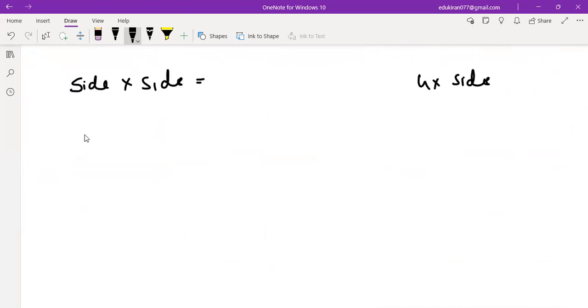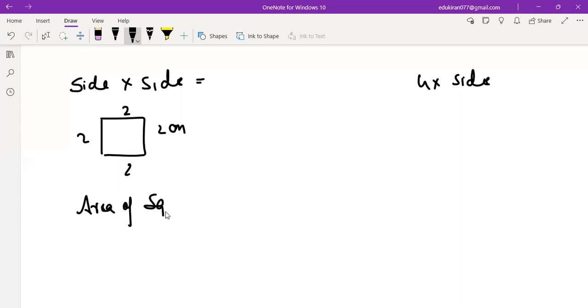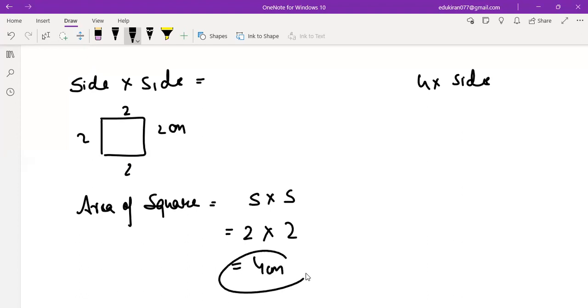Now, for example, I gave you one question that this is a square. The sides are 2, 2, 2, 2 centimeter. You have to find the area. So how are you going to write the answer? Area of square equals side multiplied by side. What is the side? 2 centimeter. So 2 multiplied by 2 will give you 4 centimeters. So this will be your area. Clear?